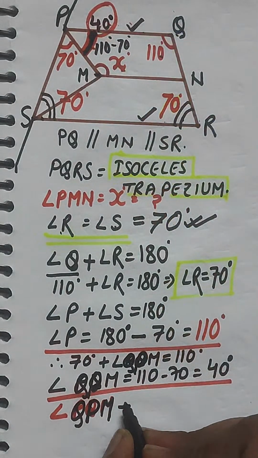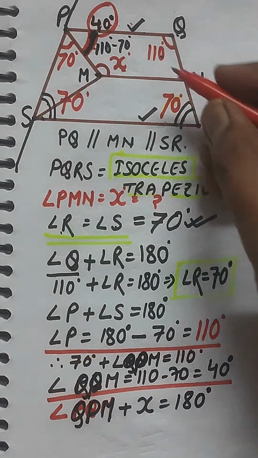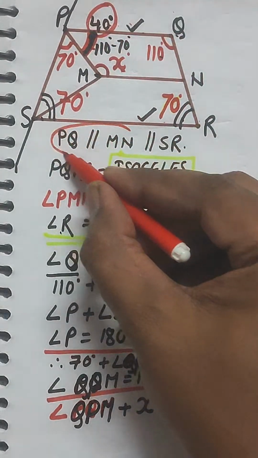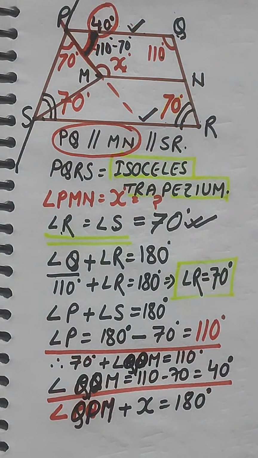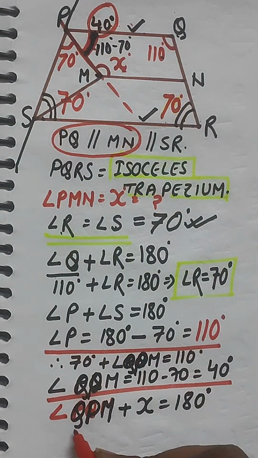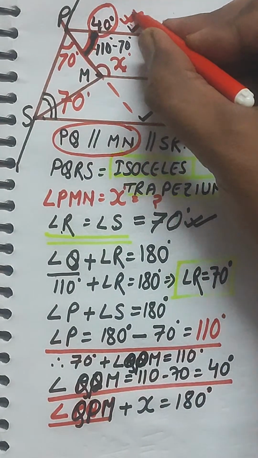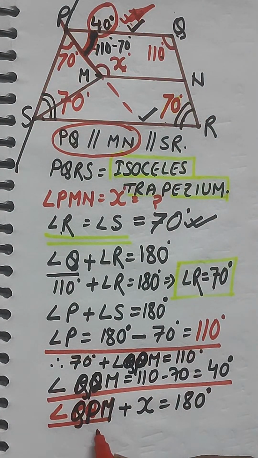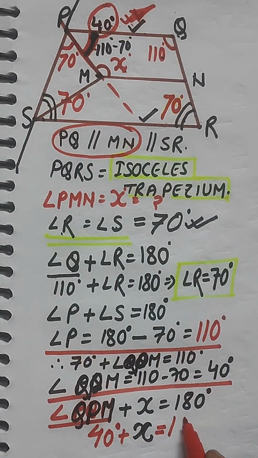this one plus X will be equal to 180 degree, isn't it? Because PQ and MN are already parallel to each other, right? And this PM is acting as a transversal, and the sum of co-interior angles is always equal to 180 degree. So in this way, the value of angle QPM is already calculated, and that is equal to 40 degree, right? So just write the value of 40 degree over here, plus this X, and this will add up to give you 180 degree.